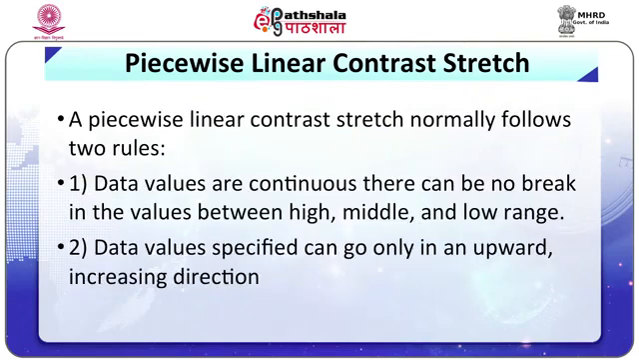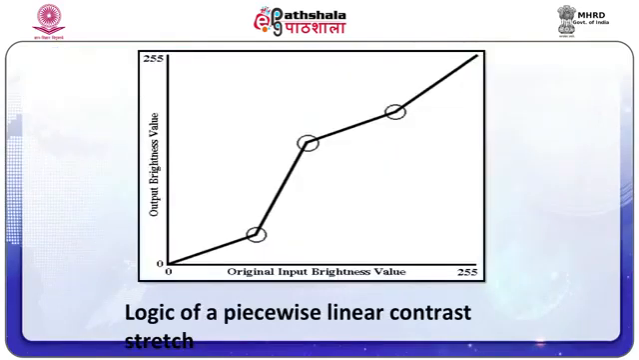A piecewise linear contrast stretch normally follows two rules. First, data values are continuous. There can be no break in the values between high, middle and low range. Second, data values specified can go only in an upward increasing direction, as shown in figure 7. In the piecewise linear contrast stretch, several breakpoints are defined that increase or decrease the contrast of the image for a given range of values. The minimum and maximum values are stretched to the values of 0 and 255 at a constant level of intensity.